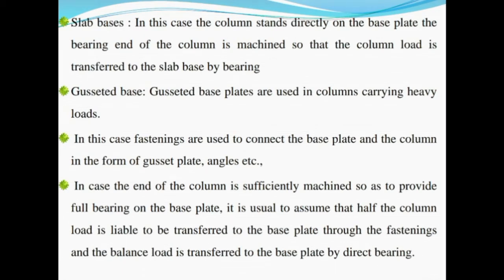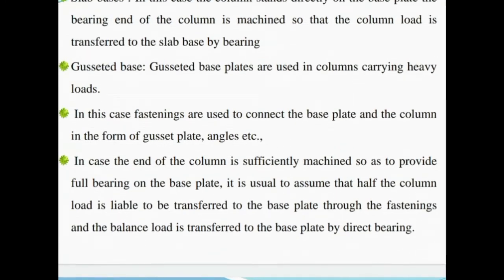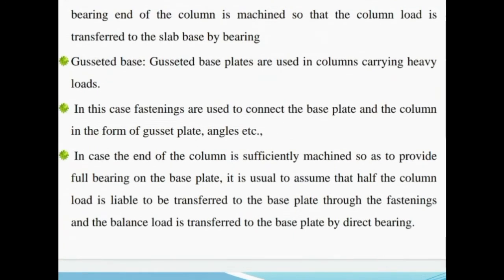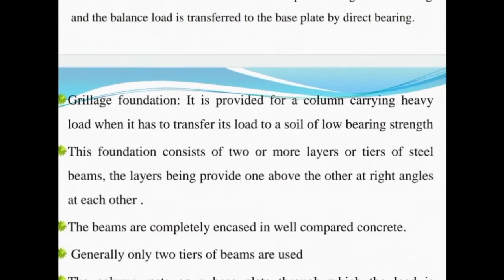Speaking about gusseted plates, they are very commonly used in columns carrying heavy loads, and in this case fastenings are used to connect the base plates and the column in the form of gusset plates, angles, etc. The end of the column is sufficiently machined so as to provide full bearing on the base plate, and it is usual to assume that half of the column load is transferred to the base plate through the fasteners, and the balance load is transferred to the base plate by direct bearing.